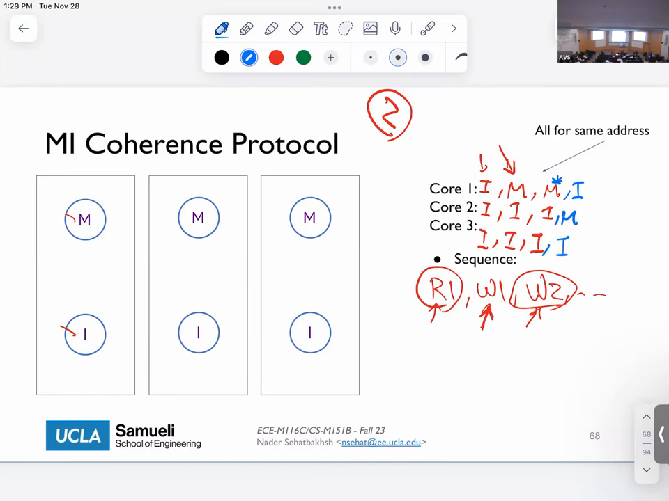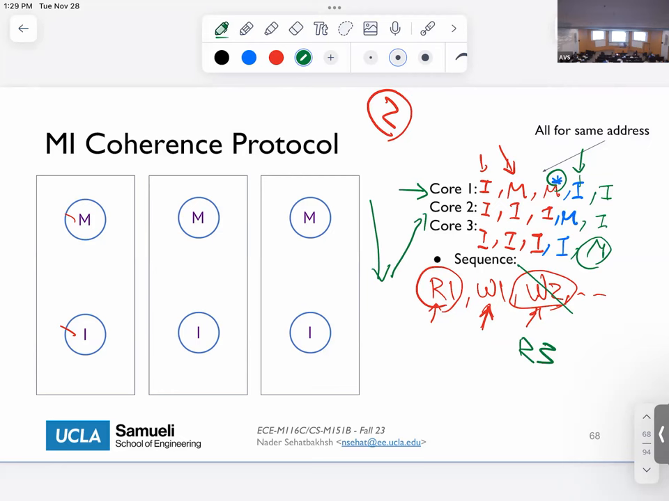An alternative to this would have been, let me show it with a different color, instead of W2, let's say we had R3. If you had R3, core number one again goes to the I state. Core number two stays in the I state, and now core number three goes to the M state. Again, if there is any write back, the write back should go to the main memory, and this value should be read from the main memory. So it cannot be directly forwarded from core number one to core number three. Core number one has to write it to the main memory, and core number three has to read it from the main memory. Okay? Does that make sense?